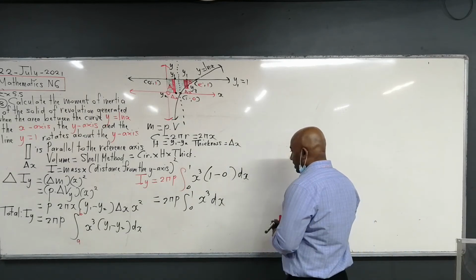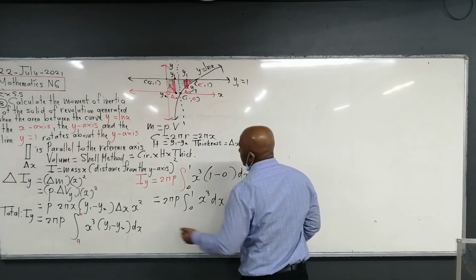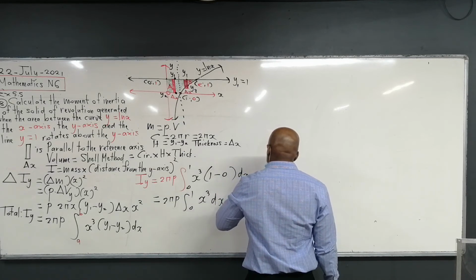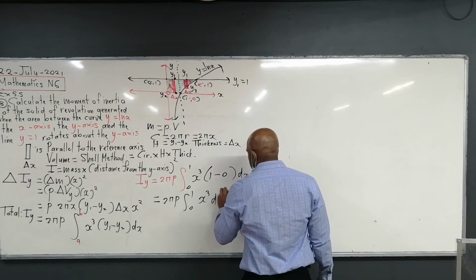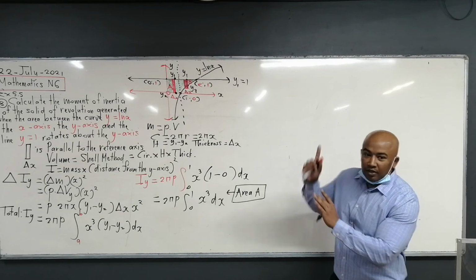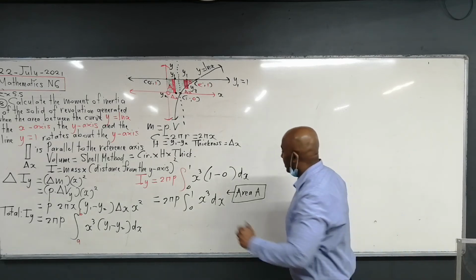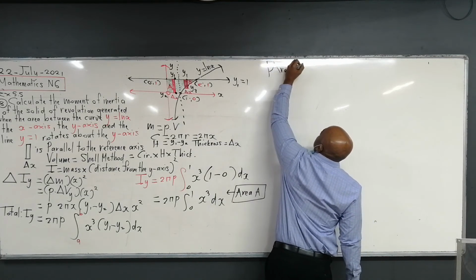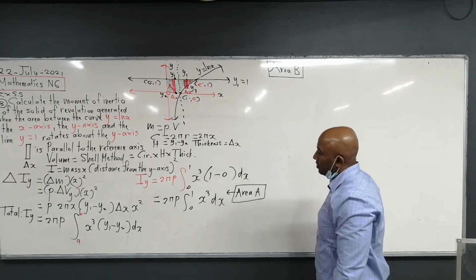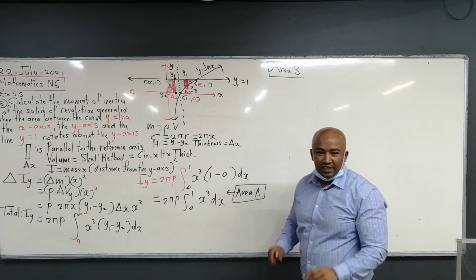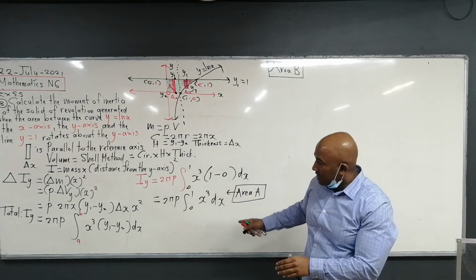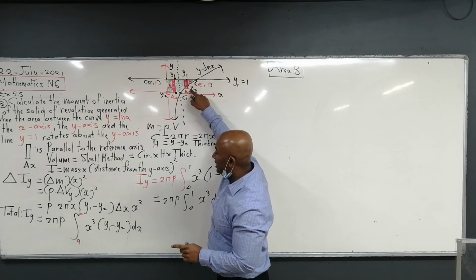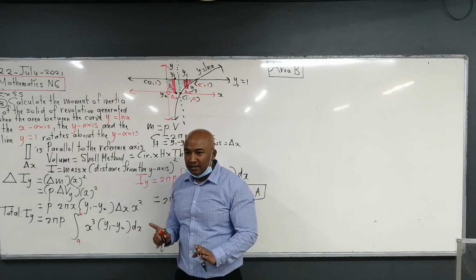So this was for area A. Let me just write this down. This is for area A, the moment of inertia if area A rotates about the y-axis. Now for area B, I'm not going to derive the whole thing again. It's the same parallel representative rectangle. The only difference here is it's going to be y1 minus y3 instead of y1 minus y2. Can you see that? Okay.